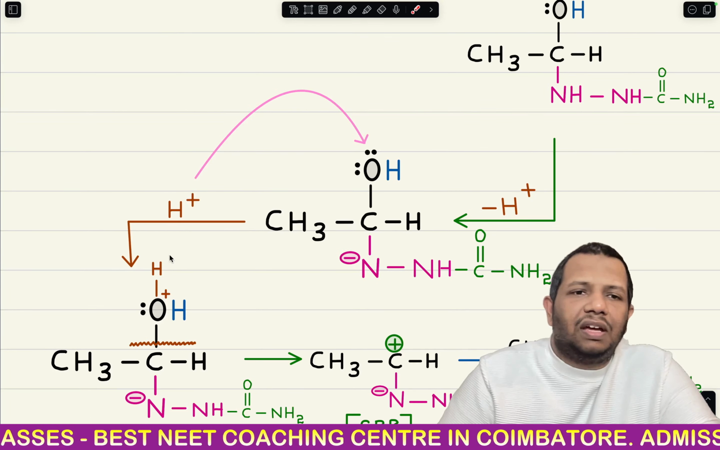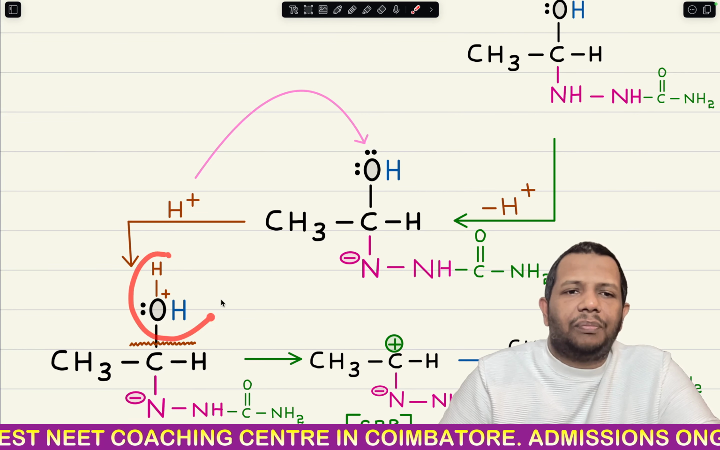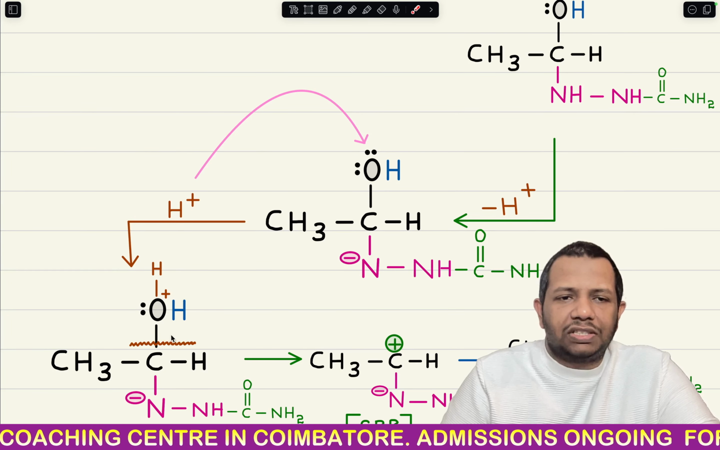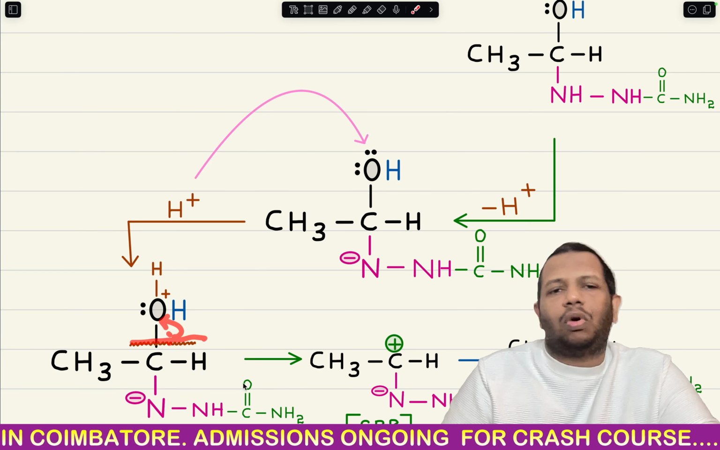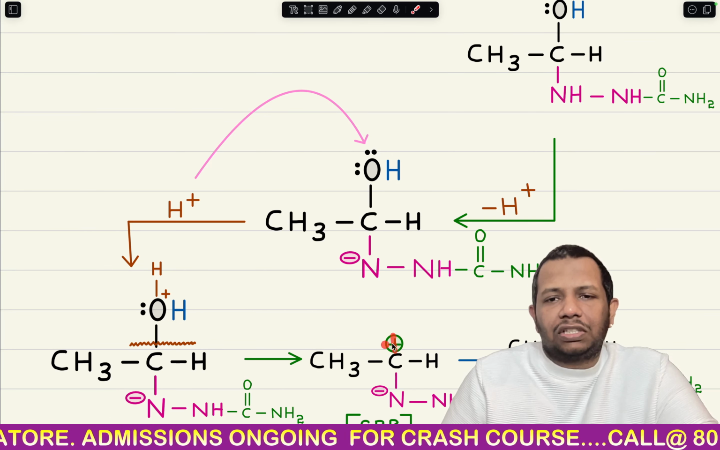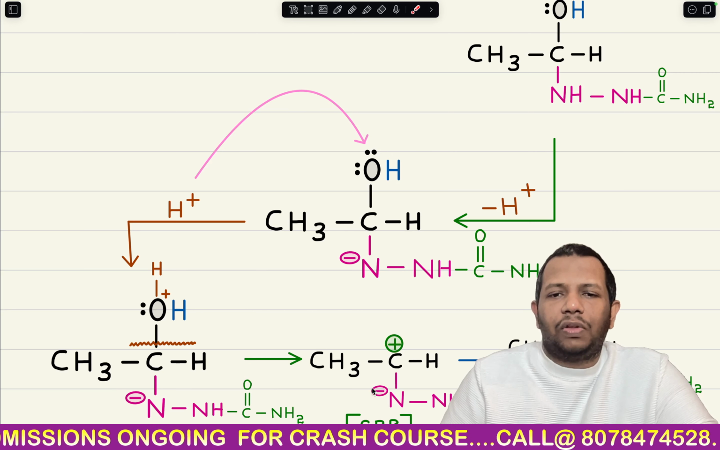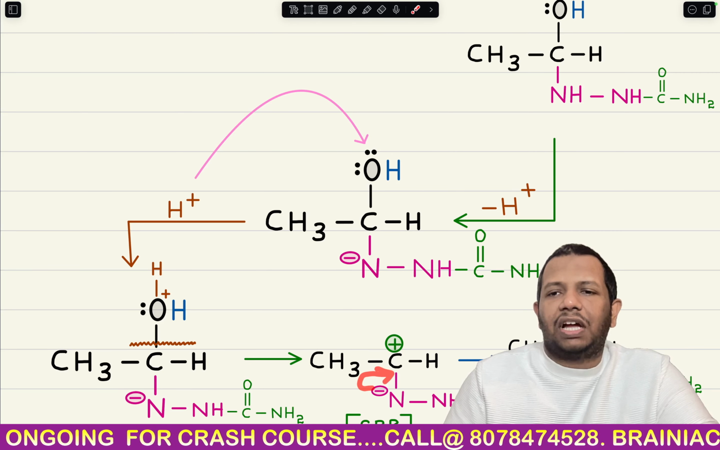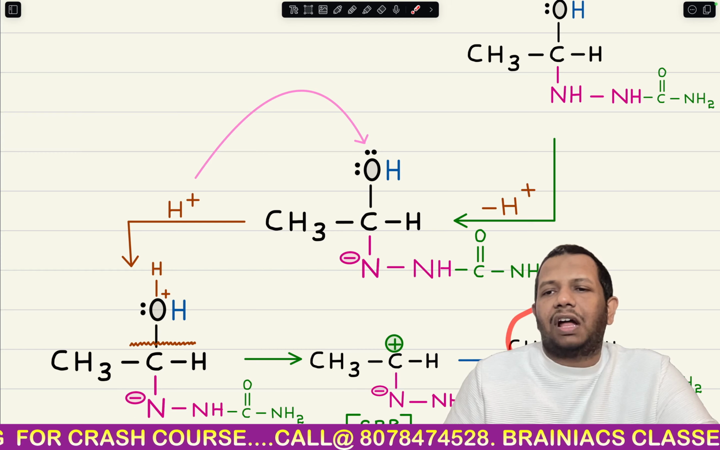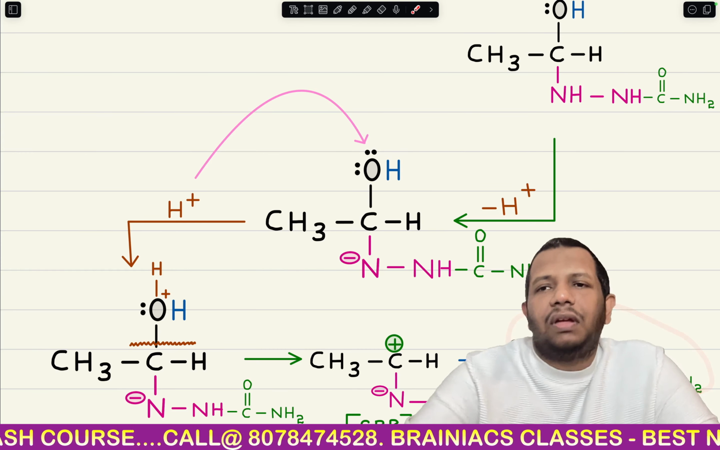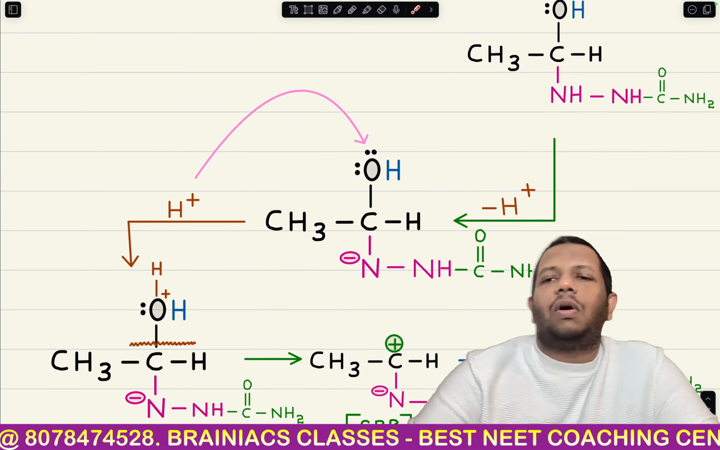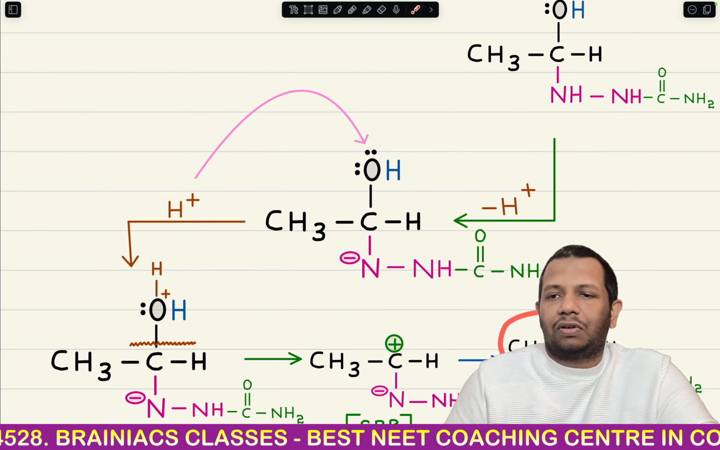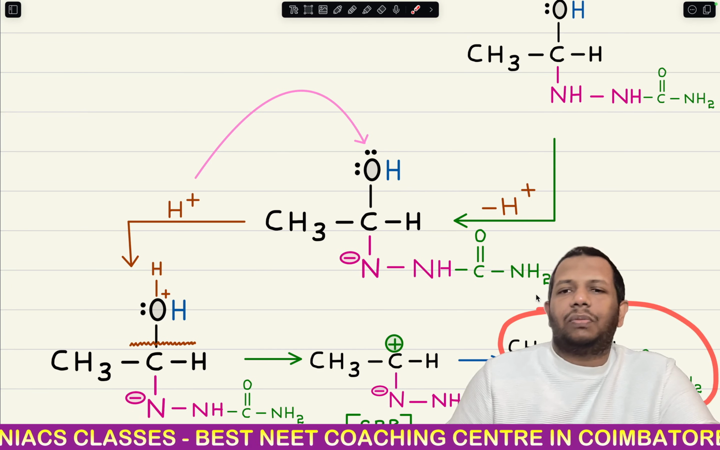you can see here, oxygen will gain a positive charge. So the electrons in this bond will move towards oxygen and it will move out as water. So again a positive charge comes on this particular carbon. So the negative charge will move towards the positive charge and you will get a semicarbazone. Clear? Very simple. I hope the steps are very clear for you. And this is called a semicarbazone. The product is called a semicarbazone.